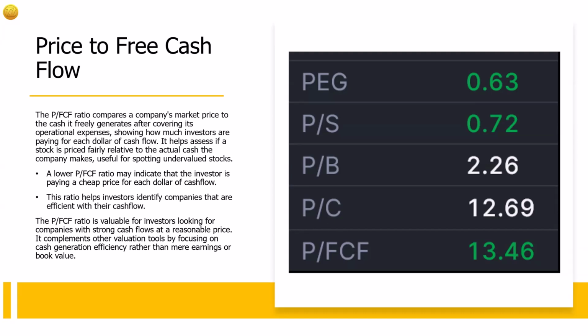And why do investors keep an eye on this ratio? It's straightforward. Companies that show efficiency in generating cash tend to be healthier and offer more stable investment prospects. So the price to free cash flow ratio doesn't just stand alone. It works alongside other valuation tools, sharpening the focus on how effectively a company turns its operations into cash profit. For investors hunting for firms with robust cash flows priced just right, this ratio can be a beacon, guiding them beyond mere earnings or book value to the efficiency of cash generation itself.